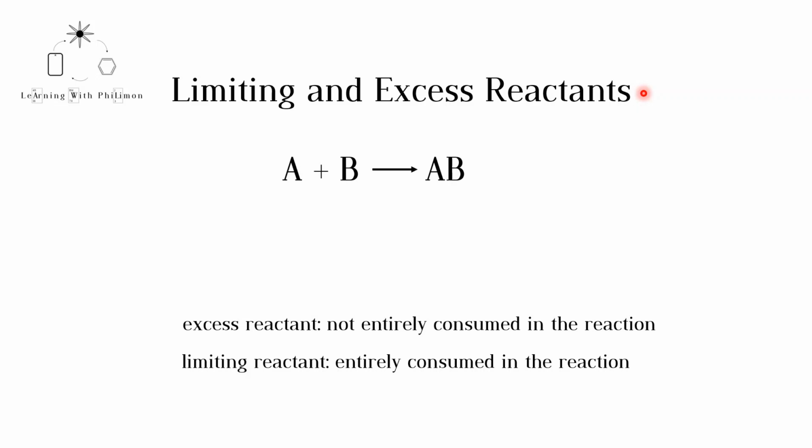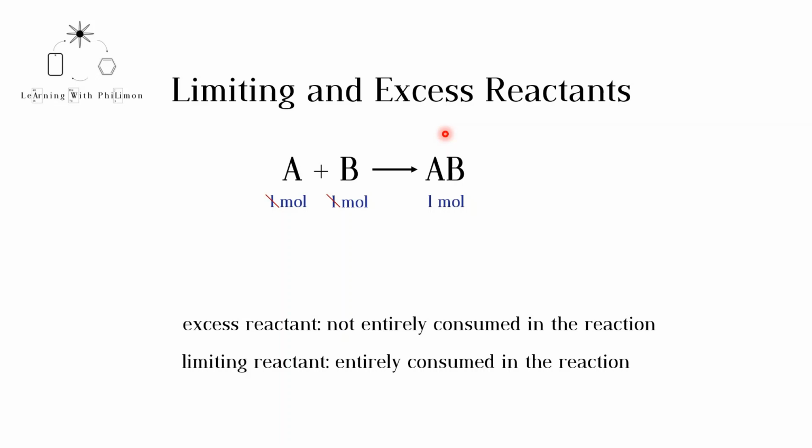In this video, we will be looking at limiting and excess reactants in stoichiometry calculations. In the previous videos, we have been looking at reactions in which we have equal amounts of moles of each reactant. In this example reaction, A reacts with B to form AB. If we react 1 mole of A and 1 mole of B, there are no limiting or excess reactants. We have equal amounts of both and would form 1 mole of AB. All of the reactants are used up to make the product.